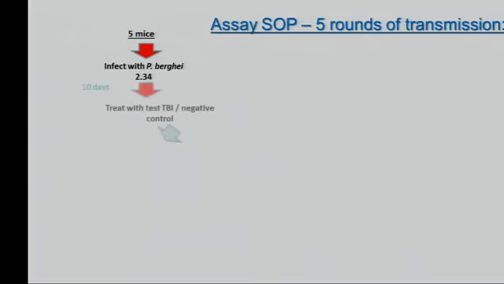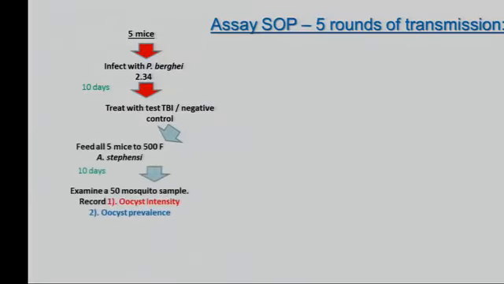Well, we do 5 rounds of vertebrate to mosquito to vertebrate transmission. We start by taking 5 mice, which are infected with Plasmodium berghei mechanically, just by injection. We then leave those mice for 10 days, and after 10 days, gametocytes in the peripheral blood are maximally infectious to mosquitoes. We then treat our mice with our test TBI, either a vaccine or drug, or negative control. And then we feed all 5 mice to 500 Anopheles stephensi mosquitoes. So we've got the parasite population out of the initial vertebrate population into a mosquito population.